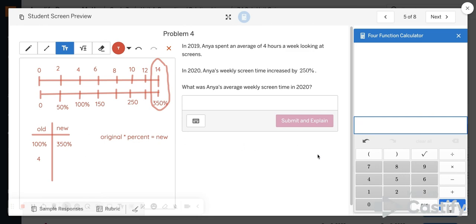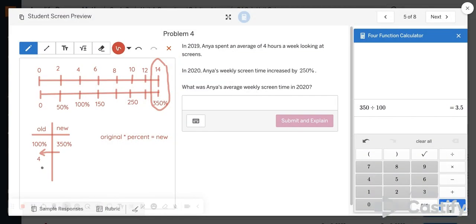That is how you find the constant of proportionality from any proportional relationship. It does not matter if it's the top line, the bottom line, anywhere in between. I'm going to divide from right to left, and I can see that my constant of proportionality is 3.5. Since I divided in this direction and the constant of proportionality is the number that I multiply the left-hand side by to get the right-hand side, I'm going the opposite direction, so I'm going to do the opposite operation. I'm going to multiply by my constant of proportionality, and again I can see that the new amount of screen time is 14 hours.